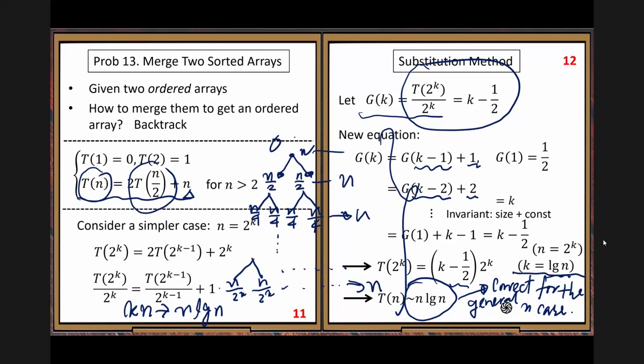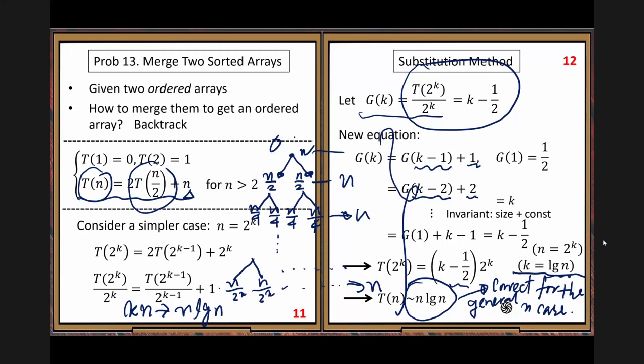Okay? Yeah. So this way, you can see we can understand why the worst case efficiency for the merge sort is n log n.